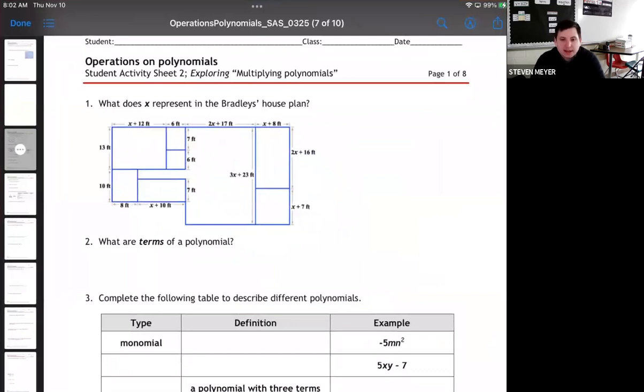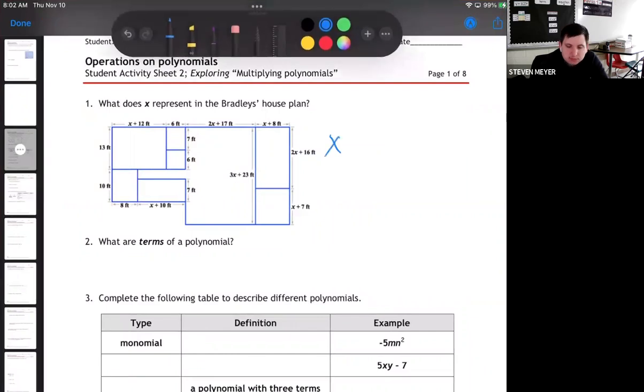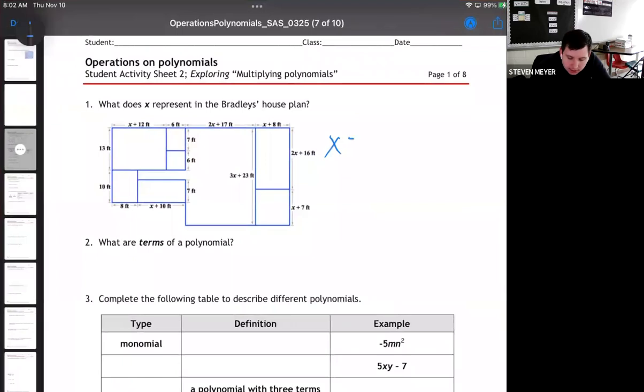So what does X represent in the Bradleys' house plan? X equals the length added to the original dimensions.